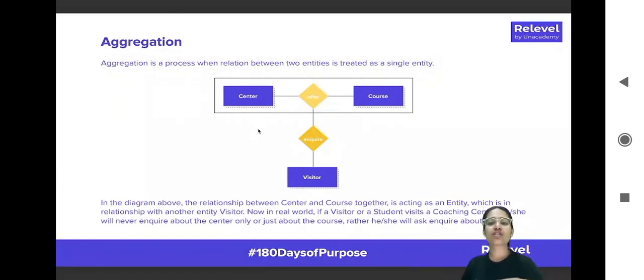So when you inquire about both of them, they are being treated as a single entity. Here, center and course will both be treated as one entity.